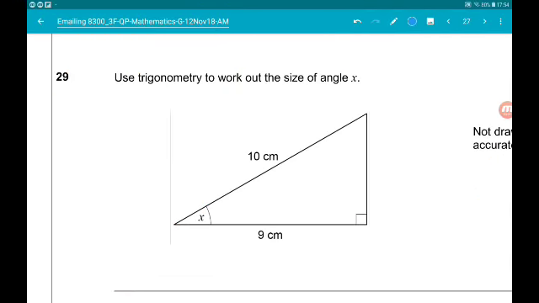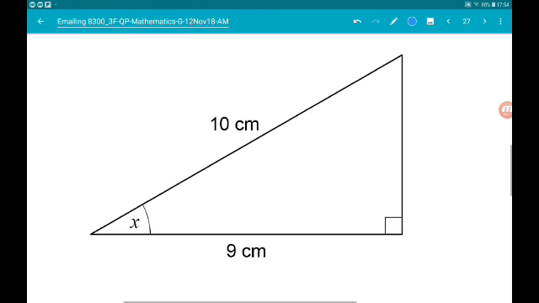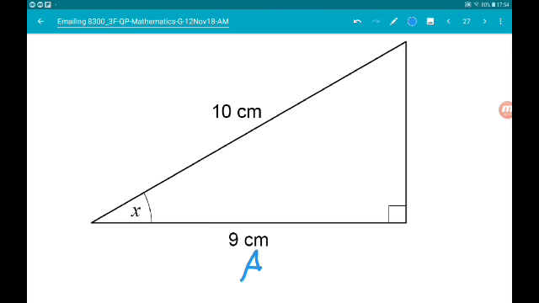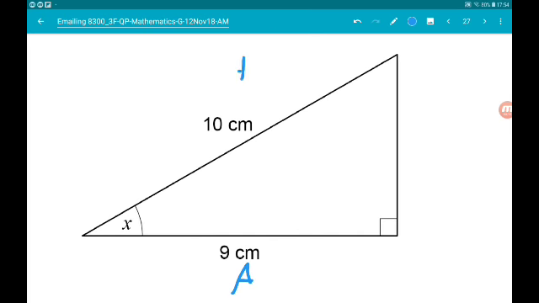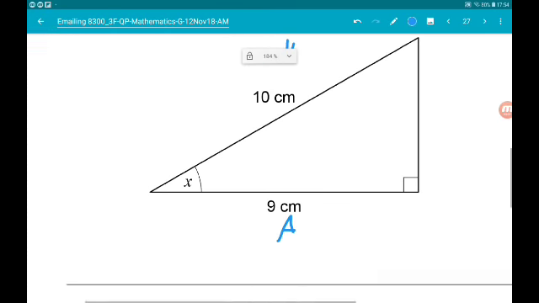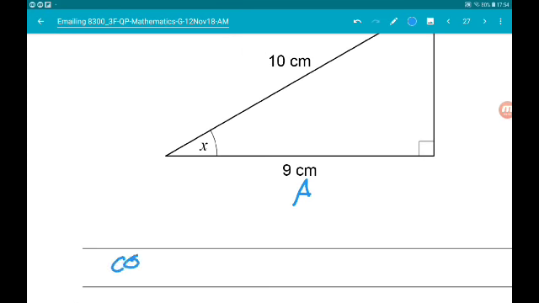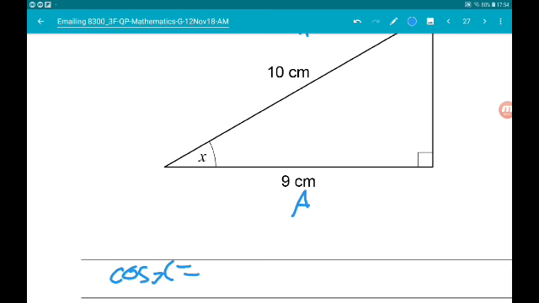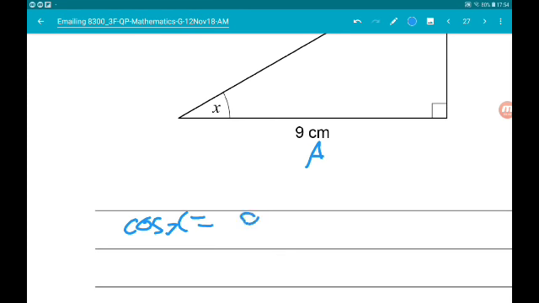Final question for 2 marks, SOH CAH TOA playlist down below. So we want to work out the size of angle x in this triangle. So, with regards to the triangle, this guy is the adjacent, this guy is the hypotenuse. So, is it SOH? No. CAH, bingo. So, CAH tells us cos of x is equal to the adjacent 9 over the hypotenuse 10.